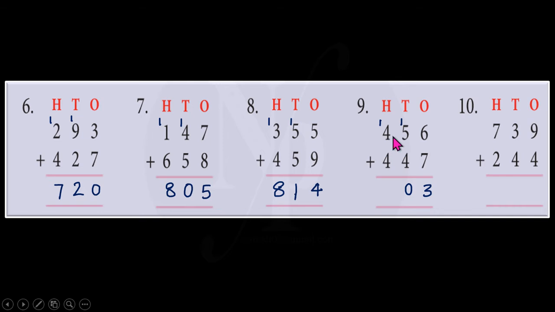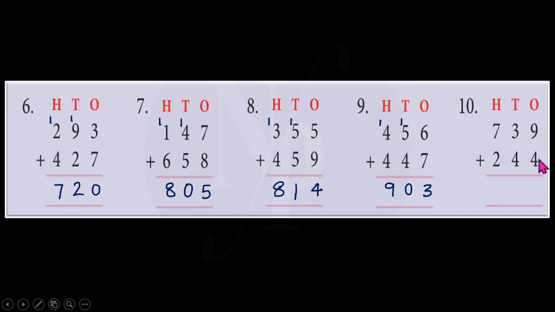Now I add the digits in hundreds column, that is 4 plus 4 is 8, 8 plus 1 is 9, 9 hundreds. So we write 9 in hundreds column. Therefore 903 is the sum of 456 and 447. Question number 10. 739 plus 244. We add 9 and 4.